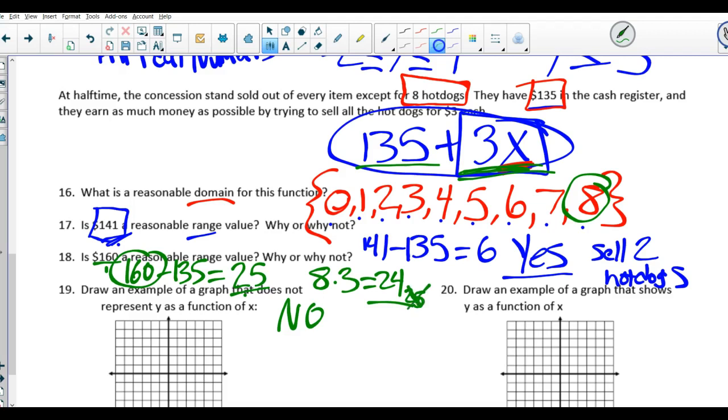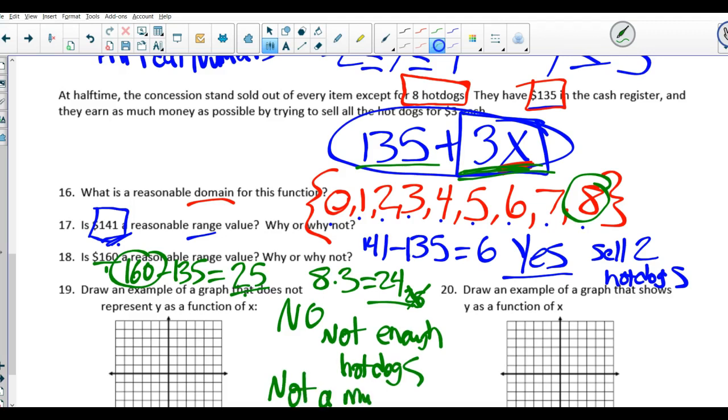Even if there were more hot dogs, I can't get $1 extra to make this 25. That just won't work. It's not a multiple of 3. I'm going to say not enough hot dogs. Or I could say it is not a multiple of 3, so I can't make enough money to total $160.